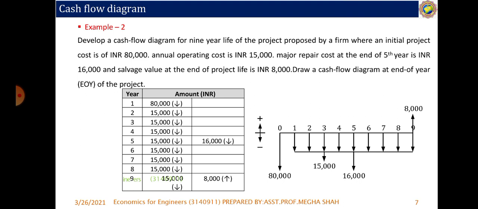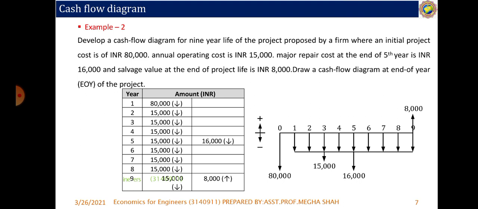So in this way we have drawn the cash flow diagram. Now we come to the right hand side. From year 0 to 9, 15,000 rupees is the operating cost. Operating cost is our expense, so that is written using a down arrow. 16,000 is the repair cost in the 5th year, so that is written at the 5th year, 16,000 rupees.